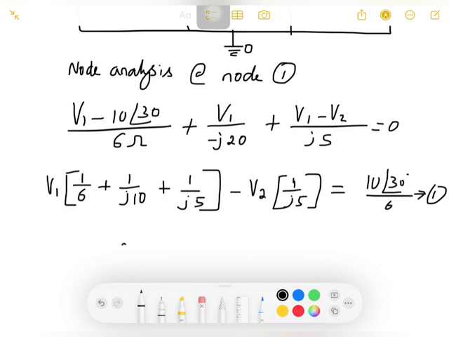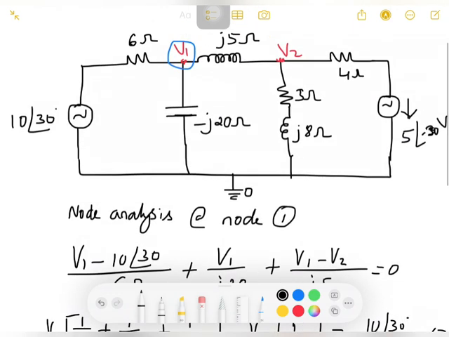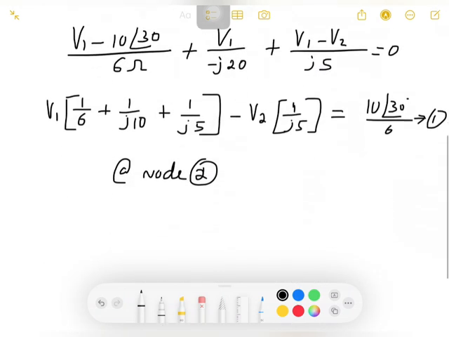Similarly, at node 2, now I will take V2 as a reference. So V2 minus V1 divided by J5, V2 divided by 3 plus J8, V2 minus 5 at an angle minus 30 degree divided by 4. That will be my second equation.